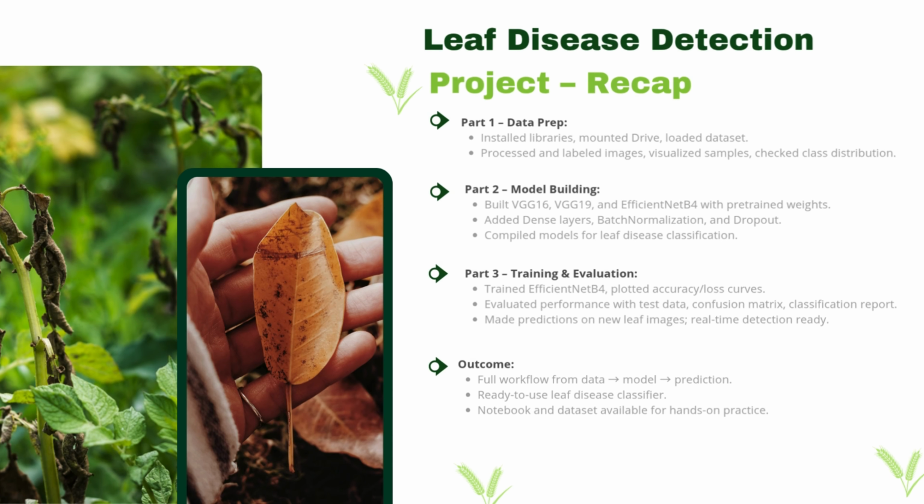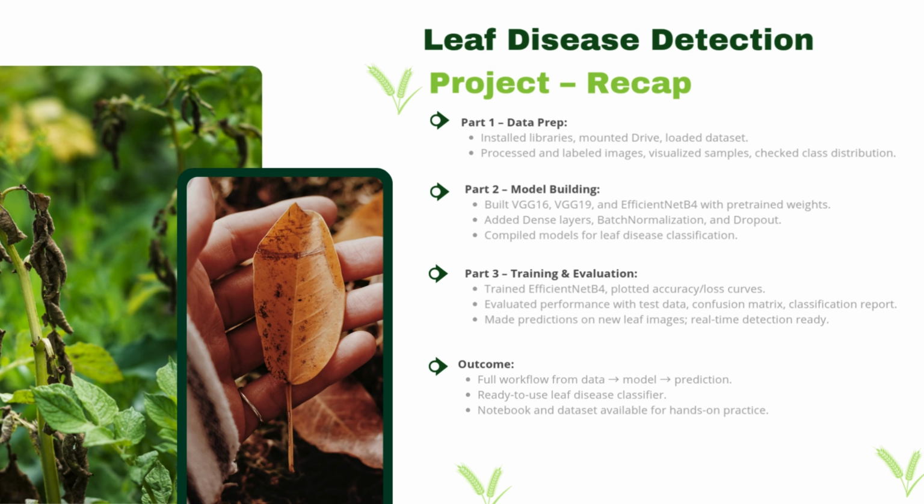Let's quickly recap what we've done so far in our leaf disease detection full project. Part 1, data preparation: installed libraries, mounted drive, loaded dataset, processed and labeled images, visualized samples, checked class distribution. In Part 2, model building: built VGG16, VGG19, and EfficientNetB4 with pre-trained weights. Added dense layers, batch normalization, dropout. Compiled models for leaf disease classification.